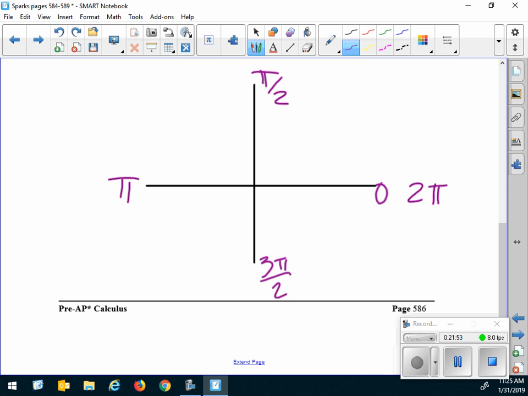On your calculator, do pi divided by 2. About 1.57. Okay. Pi is about 3.14, right? What's 3 pi divided by 2? 4.71. 2 pi is what, 6.28? Roughly.